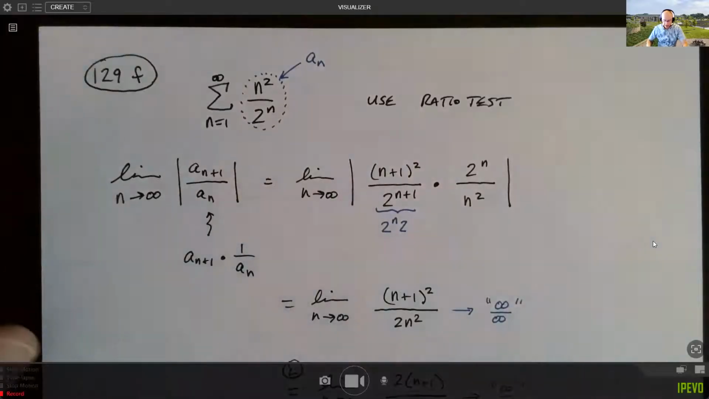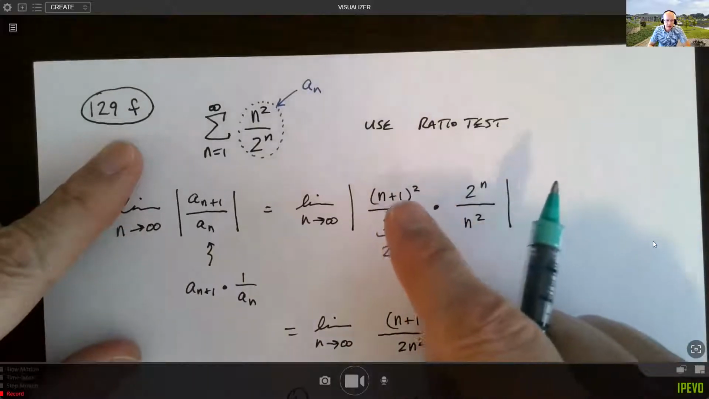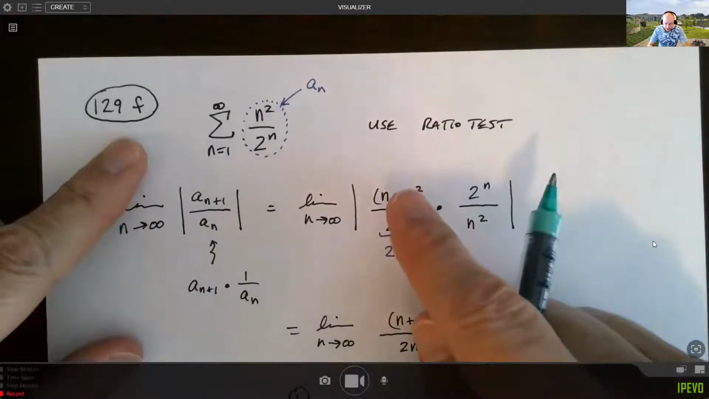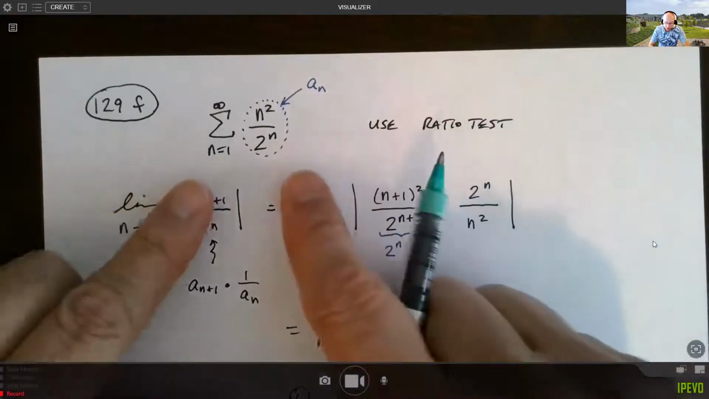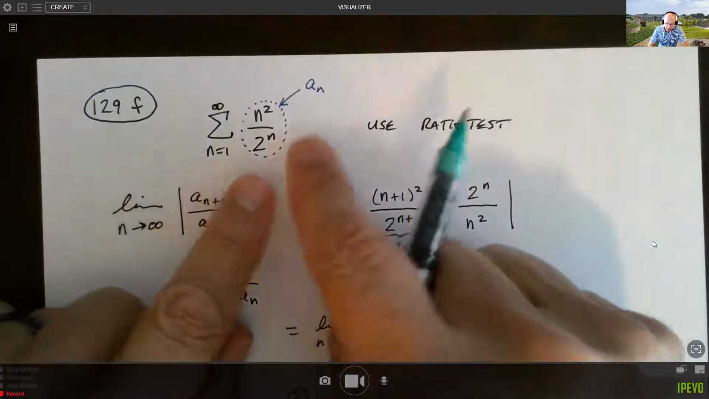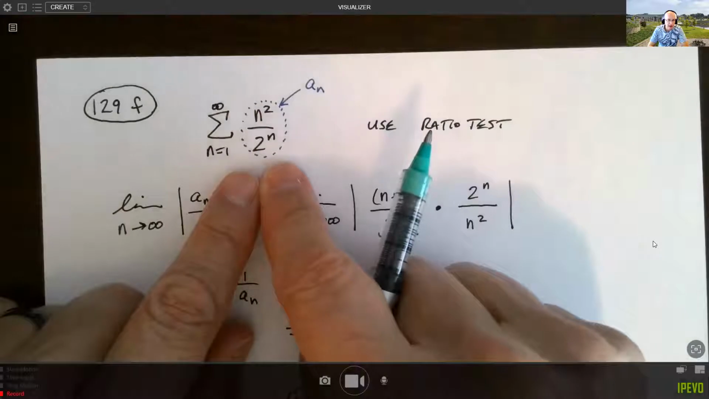So let's take a look at 129. We'll look at part F here, where you're using the ratio test on these series to determine the convergence or divergence. Of course, if you show it's convergent, you're showing absolute convergence in the ratio test. So here's the series we're looking at, and I'm going to call a sub n the terms of the sequence that we're adding up in our series.